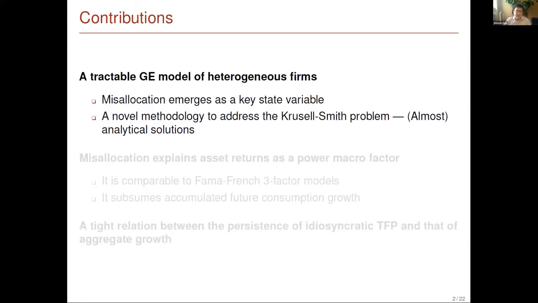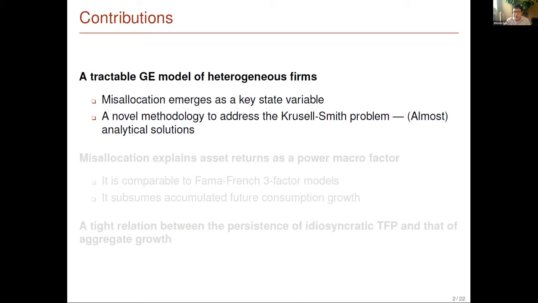Before moving to details, let me summarize the three major contributions of this paper. The first major contribution is that we develop analytically tractable general equilibrium models with heterogeneous firms. It's not an easy task. And beautifully, in this model, misallocation, which summarizes the joint distribution of firms' productivity and their capital allocation, emerges analytically as a state variable and captures the dynamics of the general equilibrium of the economy. We use one approximation method to deal with the so-called Krusell-Smith problem.